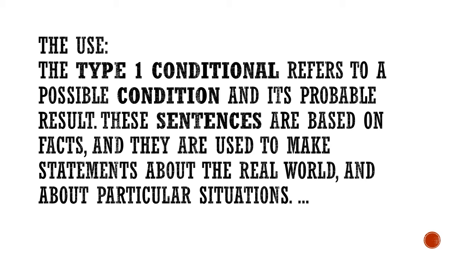Now, before we start talking about the formula or the form of each rule, we have to know the use of the rule, or why do we use this rule. The type 1 conditional refers to a possible condition and its probable result. These sentences are based on facts and they are used to make statements about the real world and about a particular situation. So we use the type 1 conditional to talk about facts, or to make statements about the real world, or to talk about something which is real, or to describe a particular situation.